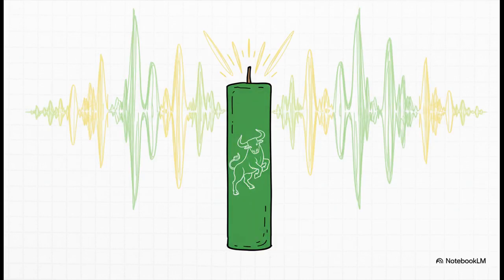And here it is. This is what absolute conviction looks like. A big, solid body with tiny little shadows, or even no shadows at all. This means buyers were in complete control from the open to the close. The sellers barely even put up a fight. This isn't a market whisper, this is a full-on shout.